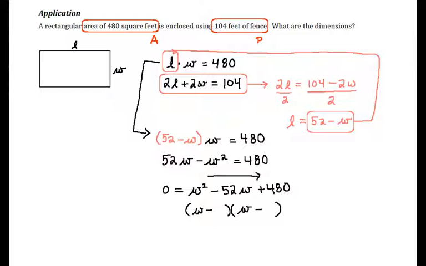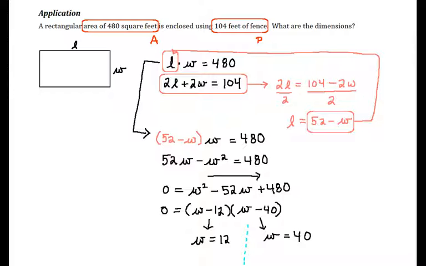But in this case, I believe that 12 times 40 does the job. 12 times 40 is 480, 12 plus 40 is 52, and we have the signs all correct to make this work. So we end up with two solutions, w equals 12 and w equals 40. Keep in mind that these are both values of w, neither of them is L, so really I need to plug them into one of the original equations to find L.